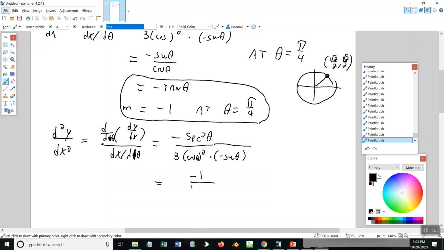Gives us -1, actually gives us +1. We've got a negative here and we got a negative here. So those cancel. The sine squared can go down below as cosine squared. So I'm going to have 1 over 3 cosine to the 4th power theta sine theta.